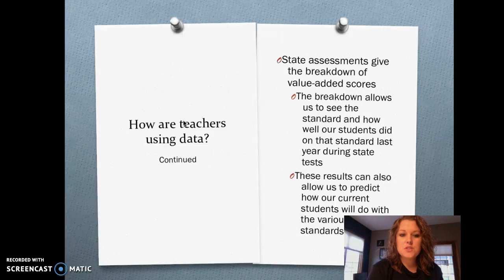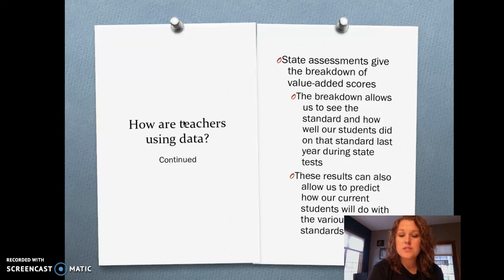How are teachers using data? State assessments give the breakdown of value-added scores. We had a professional development earlier this year that gave us a breakdown of where to find the standards that are assessed on the state assessments.